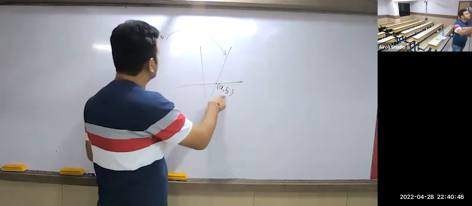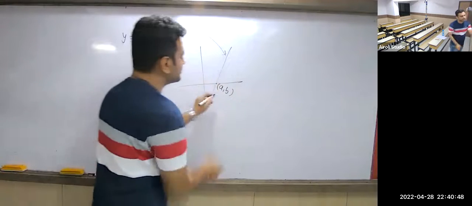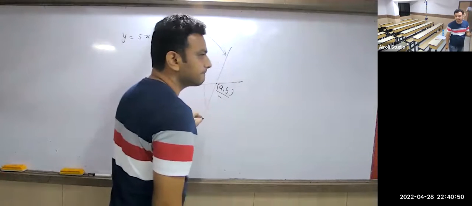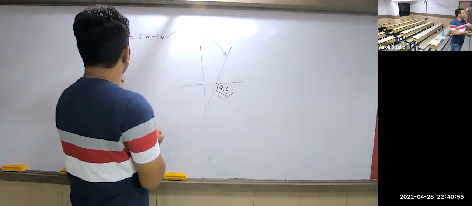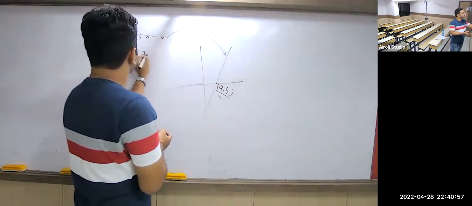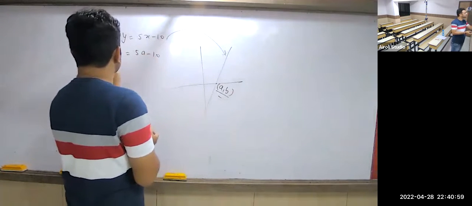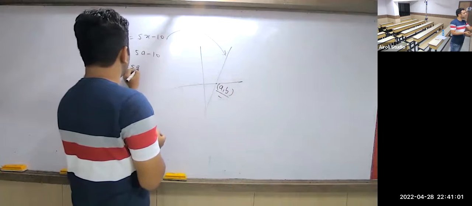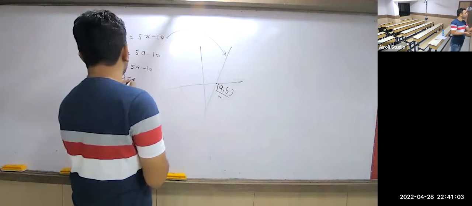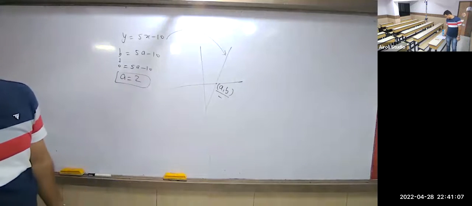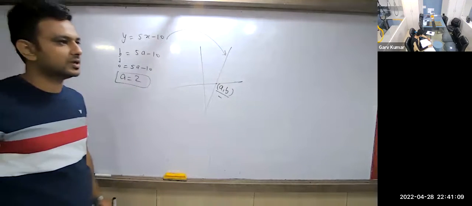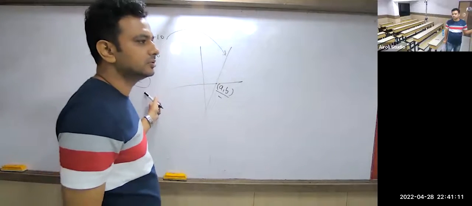Okay. So if I put B value as 0 and this point lies on the line, it will satisfy the equation of the line. So I'm putting b equals 5a minus 10. But b is 0, so I'll get 0 equals 5a minus 10. So a value will be 2. Done? Yes, sir. Got it?